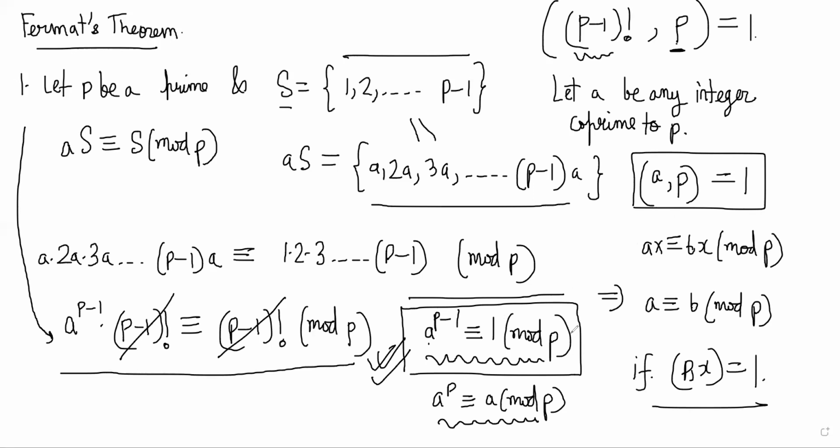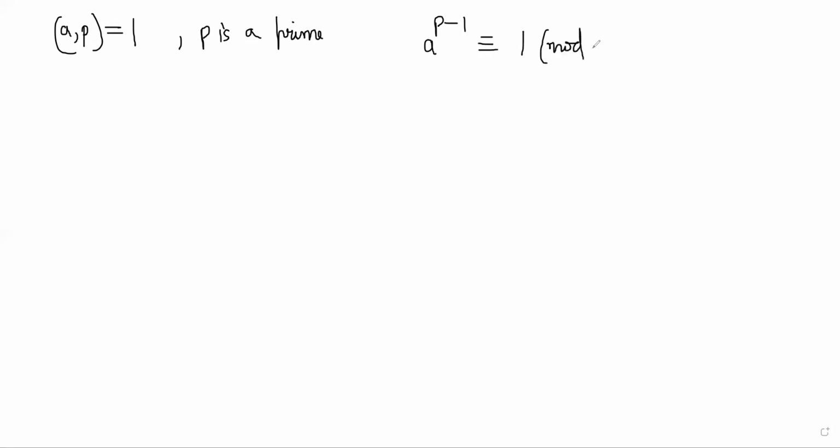So remember the conditions that are applicable to Fermat's theorem. GCD of A and P should be 1. P should be a prime. And then A power P minus 1 is congruent to 1 mod P.